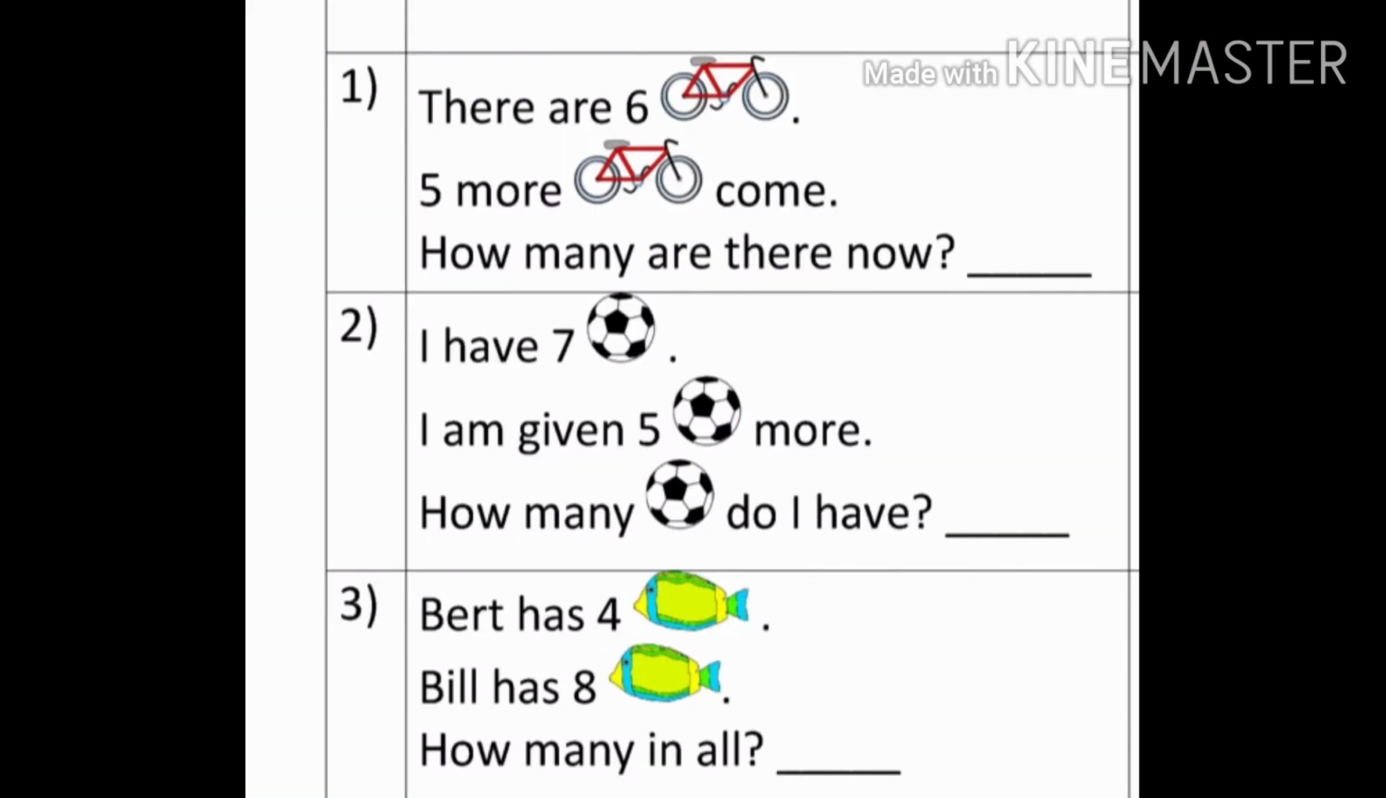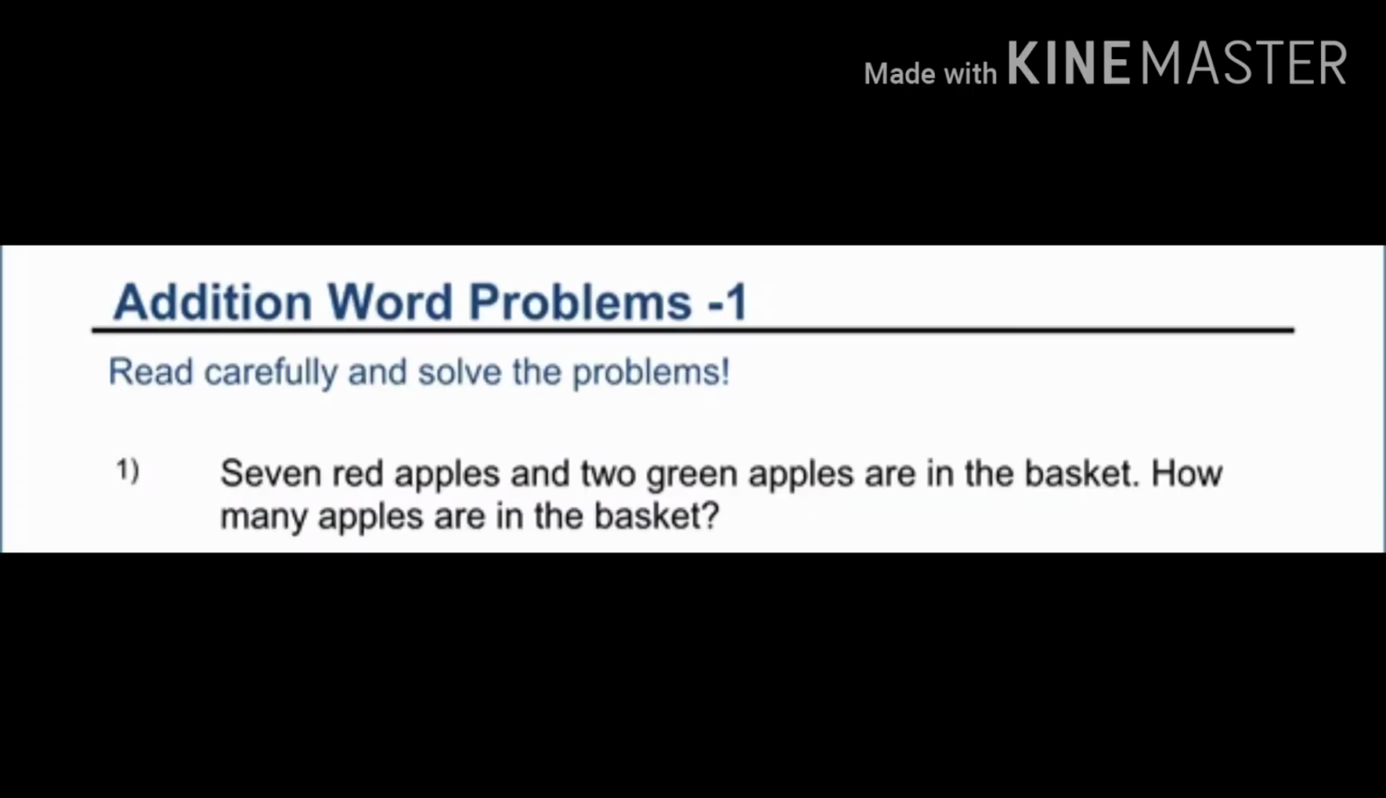Do it on your own. Number 1. There are 6 bicycles, 5 more bicycles come. How many are there now? Number 2. I have 7 footballs. I am given 5 more footballs. How many footballs do I have? Bert has 4 toffees. Bill has 8 toffees. How many in all? 7 red apples and 2 green apples are in the basket. How many apples are there in the basket?